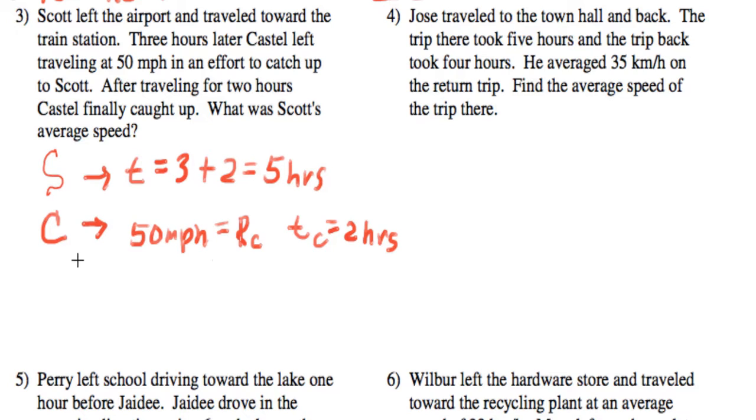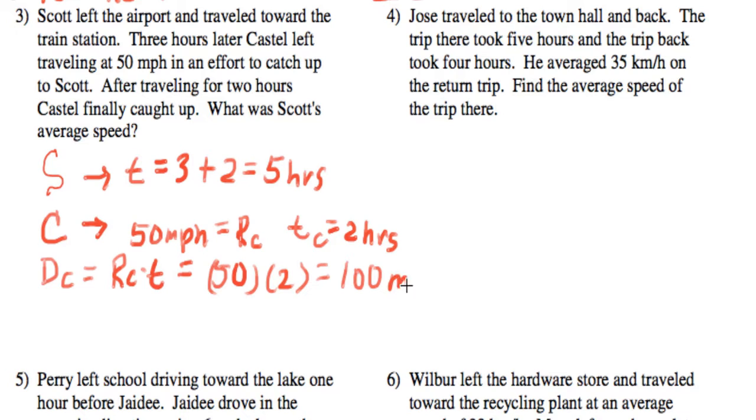Now, continuing with this, let's see. We want to get Scott's average speed. So let's solve what we can solve for Castel. So we've got the distance is the rate times the time, which is 50 times 2, which is 100 miles.